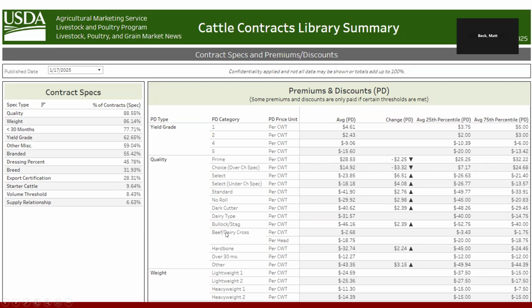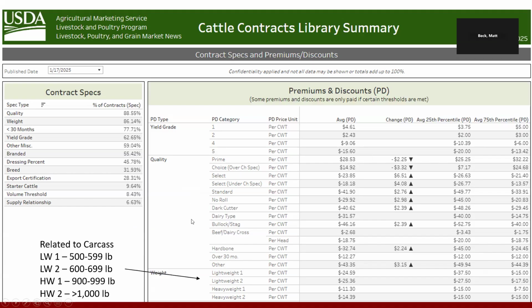I guess they were only discounting a dairy cross by $2.68 last year. I don't remember noticing that. Okay, so this is the premium of a high choice or upper two-thirds choice compared to an average choice, which is the base. Lightweight one, they have carcasses 500 to 600 pounds. Lightweight two, they have carcasses 600 to 700 pounds. Heavyweight one, 900 to 999 pounds. And then heavyweight two is over 1,000 pounds.